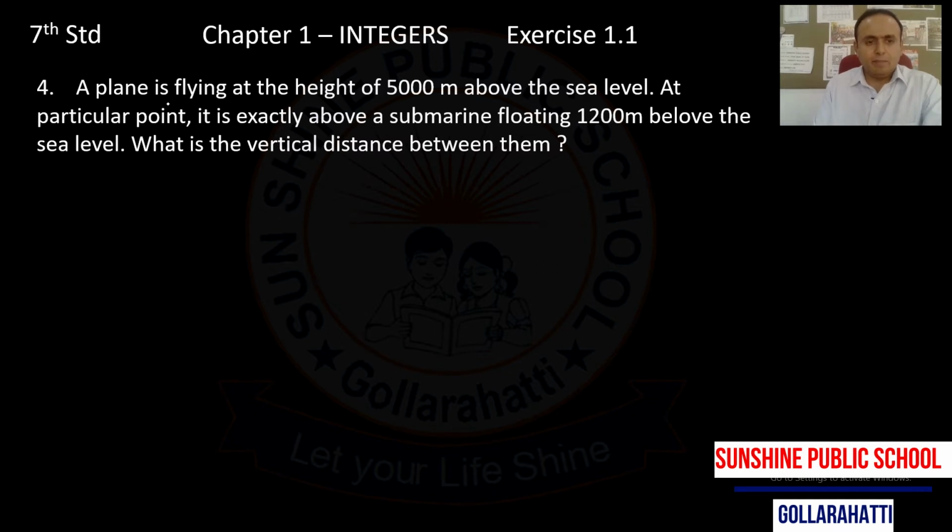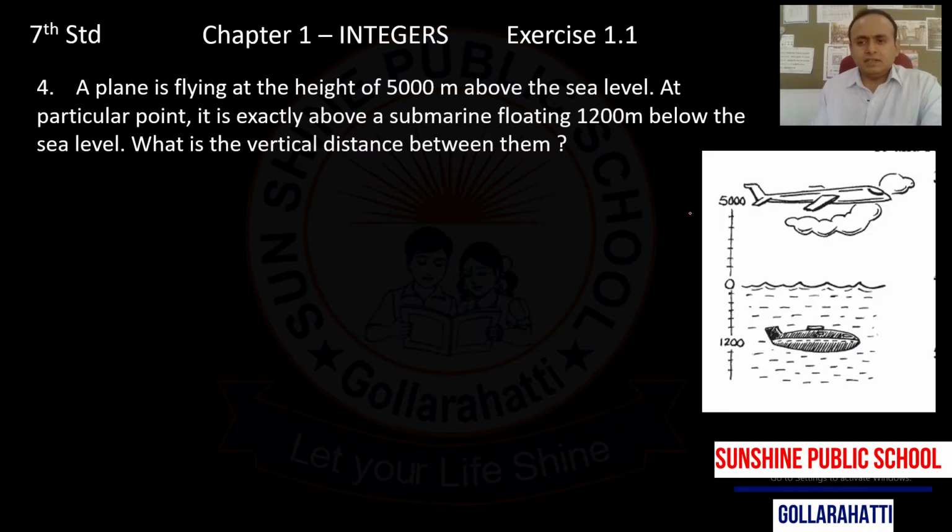Fourth question. A plane is flying at the height of 5,000 meters above the sea level at a particular point. It is exactly above the submarine floating 1,200 meters below the sea level. What is the vertical distance between them? They have said the flight is flying above the sea level. This is sea level and it is 0, and it is flying above the sea level at 5,000 meter height.